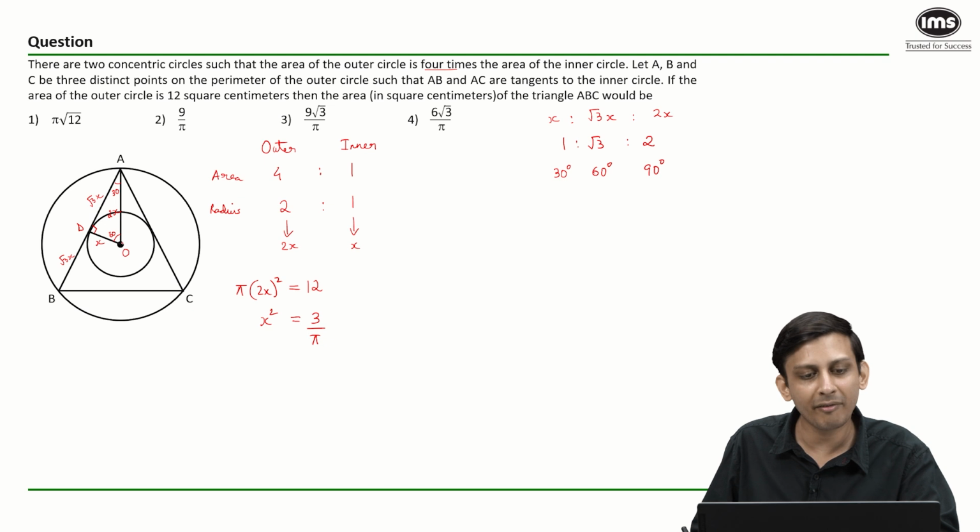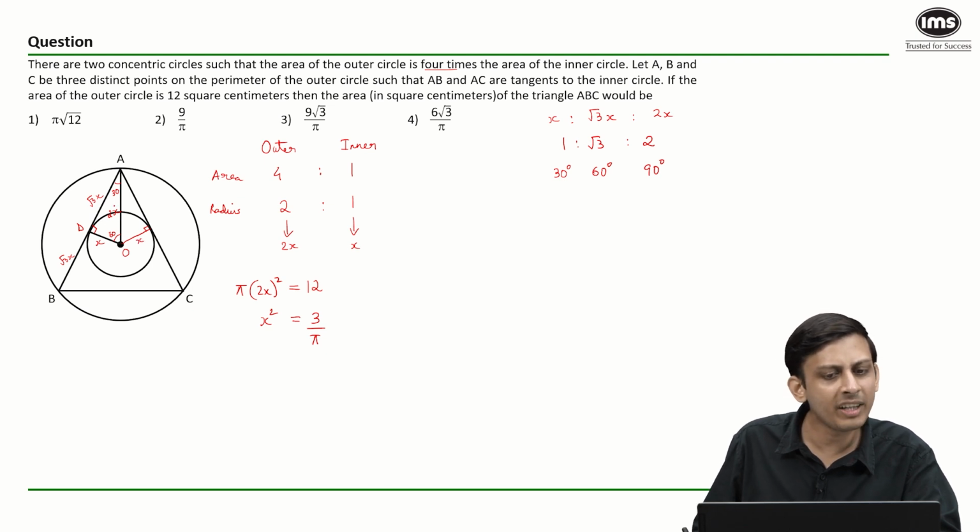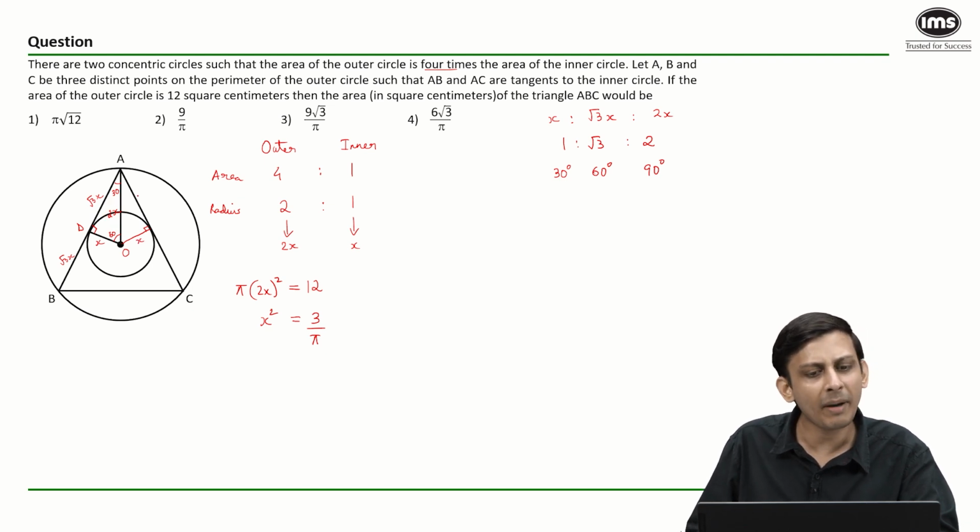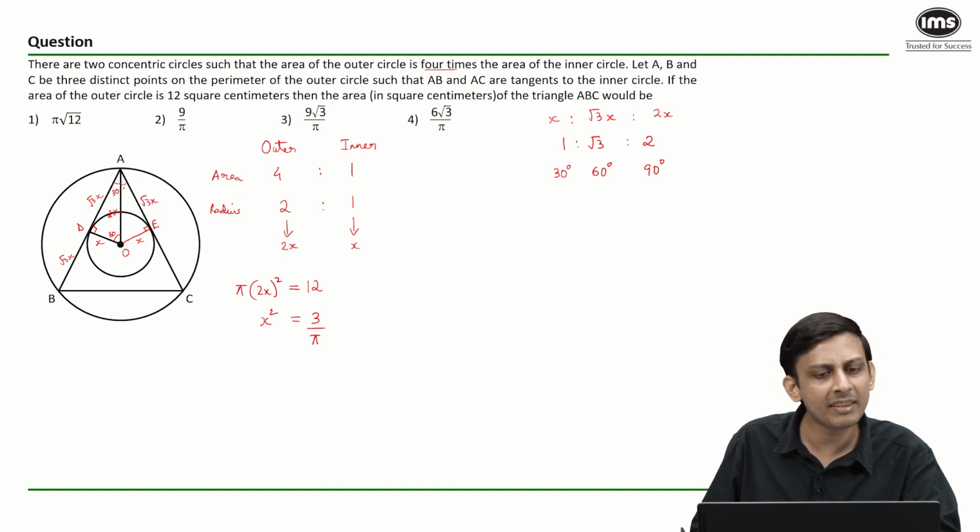For example, let me show you the same thing. If I just draw the radius here, which will be perpendicular to the tangent, this radius is x. And AO we know is 2x. Now using Pythagoras, if I name this E, AE will also be root 3x. So again, we'll get that this angle will be 30, this angle will be 60. Same thing.